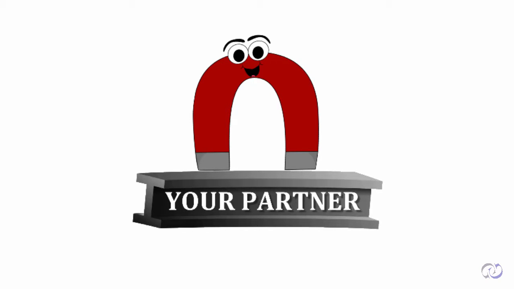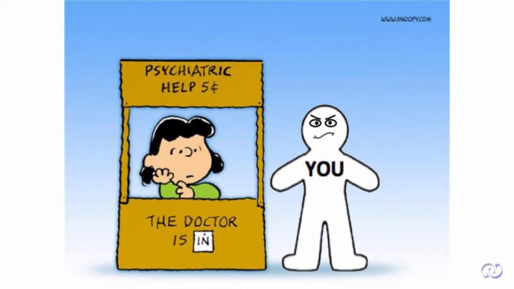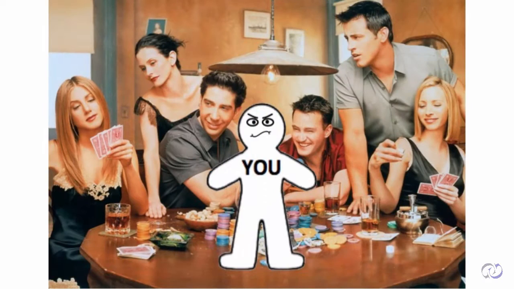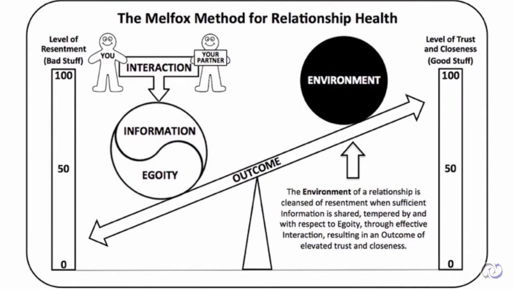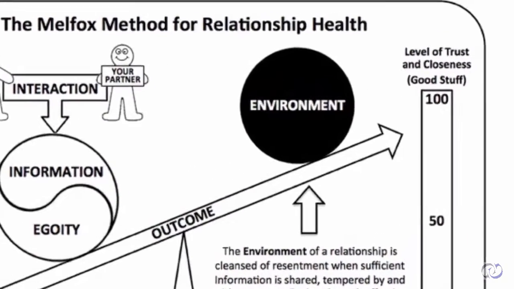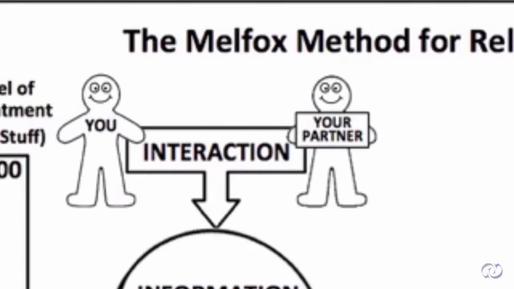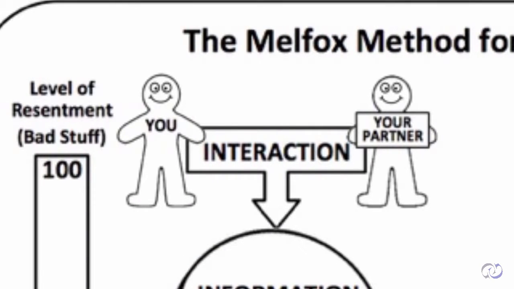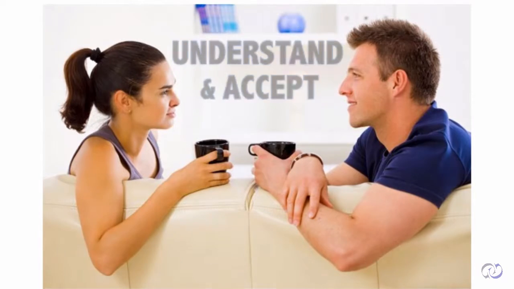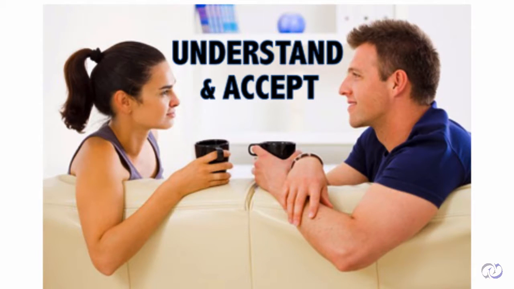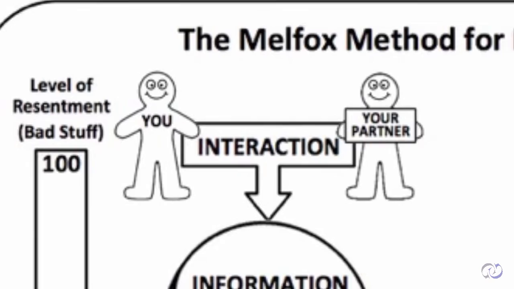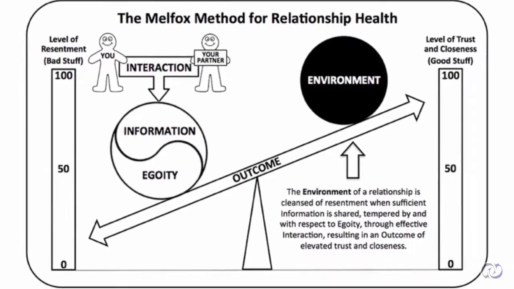Resentment is the enemy of relationships. You can talk to your therapist about it, you can talk to your friends about it, you can even talk to yourself about it. But in order to remove resentment and restore the attraction, the respect, and the trust, you must tackle it head on with your partner with effective interaction. When you both accept that the issue has been resolved, that's when the resentment naturally disappears, restoring the attraction, respect, and trust.